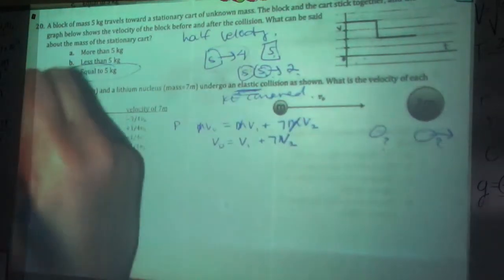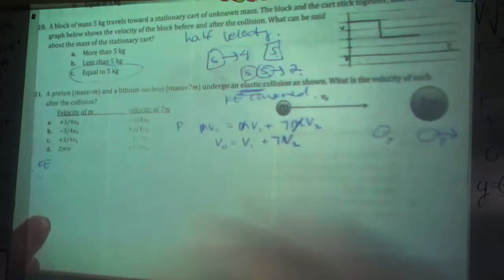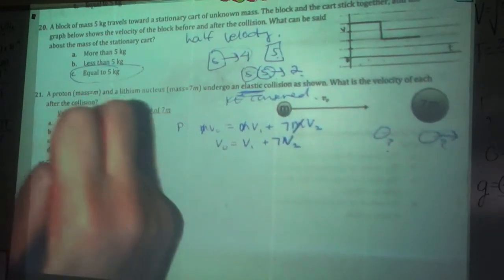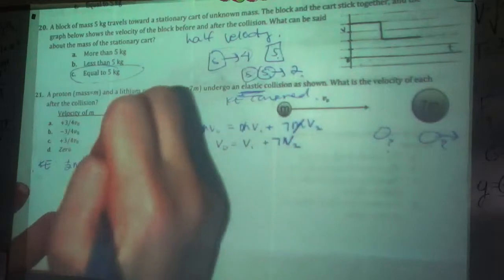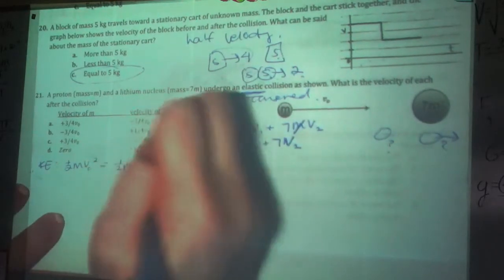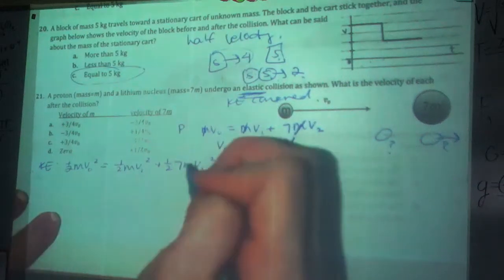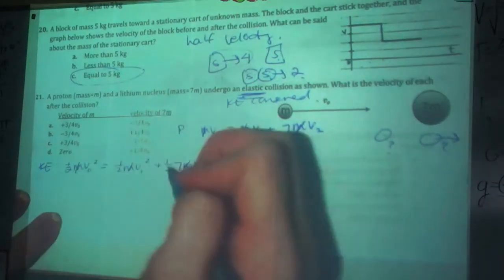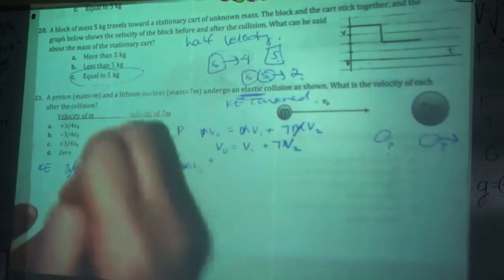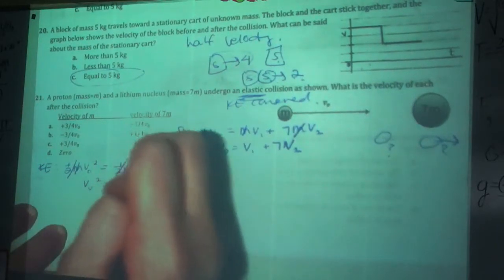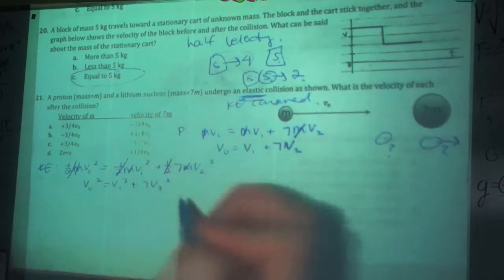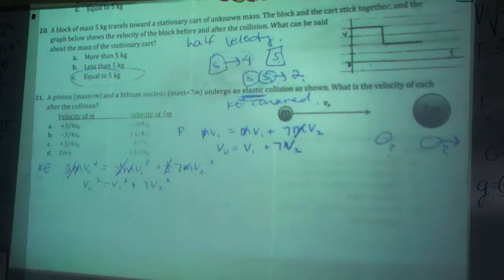Now I can go to my kinetic energies, still conserved. I started with 1/2 m v naught squared, and then at the end I'll have 1/2 m v1 squared plus 1/2 7m v2 squared. So again, I can cross off all the m's. I also can cross off all the halves. So you've got v naught squared equals v1 squared plus 7 v2 squared. Okay, now I need to combine these two, so we're going to use substitution.